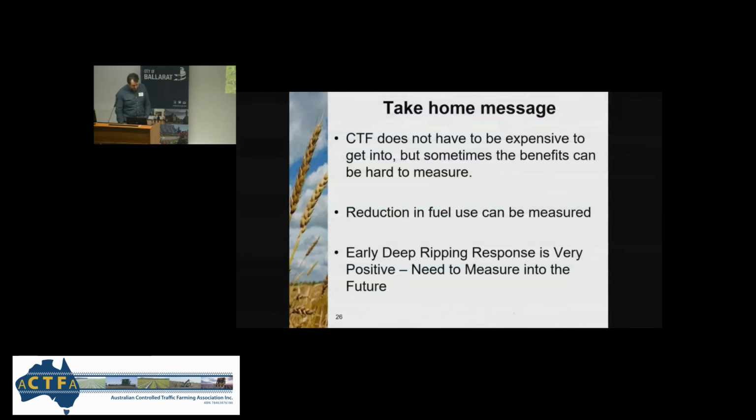So the take-home message is CTF does not have to be expensive, but sometimes it is hard to measure the benefits. And as I said, I'm lucky to have the support of some funding participants, being organisations, to do some research. Definitely been able to measure reduced fuel use. And as you see there, the early responses to deep ripping are extremely positive, but it's probably the perfect storm with a lot of moisture at depth, and we had a really, really dry winter.